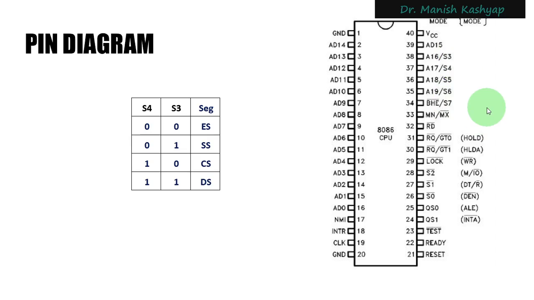What do we mean by tri-stated? They do not have a value of 0 or 1, but they go into a high impedance state, right? So that's what we mean by tri-stating these things. So hold acknowledgement is used for that particular purpose, right?